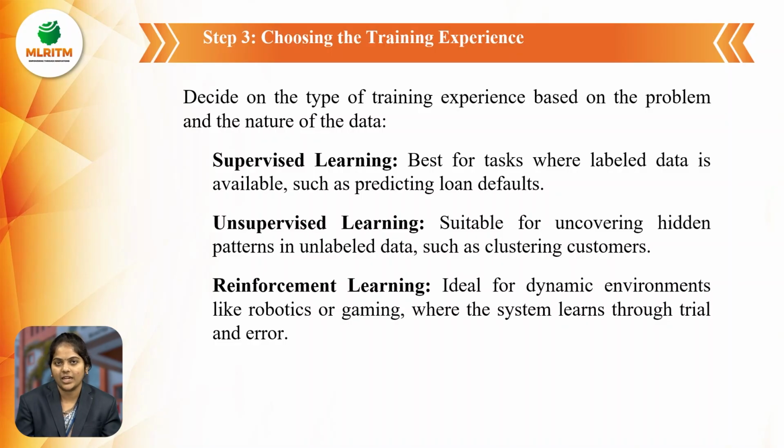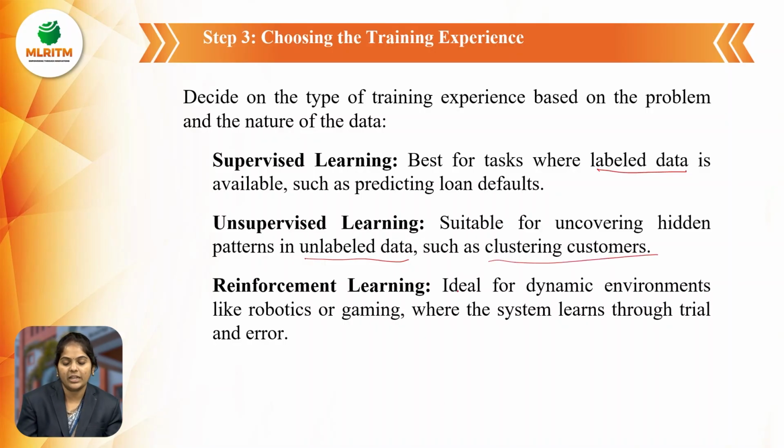First, supervised learning. This is best for tasks where labeled data is available. So here, the supervised learning algorithm will come with labeled data, such as predicting loan defaults. Unsupervised learning is suitable for uncovering hidden patterns in unlabeled data. So basically, unsupervised learning comes with unlabeled data, and is used for clustering customers.